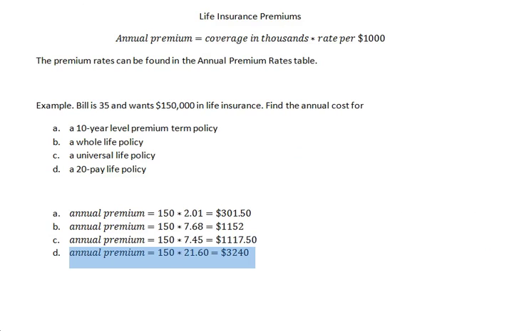And you might be thinking to yourself, why is that one so much higher than the rest? Well, a 20-pay life policy, you only make 20 payments rather than one for every single year you're alive. And so by the age 55, you're done paying them off.